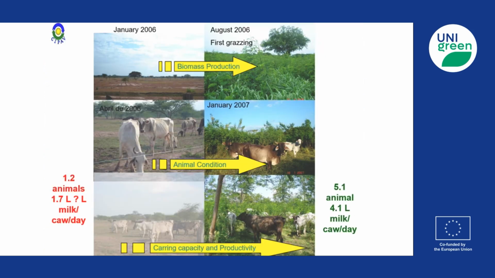It started in 2006, and this was cattle ranching. And this is the production of biomass. This was in January, and in August we have the first grazing. The animals started like this in April 2006. Look at the animal condition. But the most important indicator is the carrying capacity. Here is one animal, 1.2 animals per hectare. Here you can have 5.1 animals, big animals. In this particular case, they produce 1.7 liters of milk per cow per day. Very inefficient, compared to here, where they increased production to 4 liters.